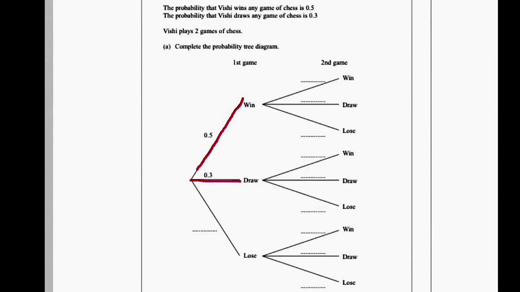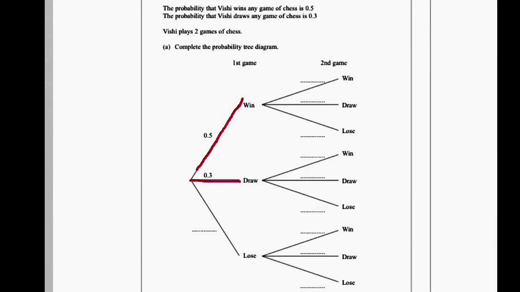That's there. Vishy plays 2 games of chess. That is why there is 1 set of branches here for the first game, and then a second set of branches here, because this is the second game, and it depends on how he did in the first game. And for 2 marks, all you have to do is complete the tree diagram, and it's as simple as this. If it was 0.5 of winning, 0.3 of drawing, that means so far I've got to 0.8, means that the probability of him losing was 0.2.